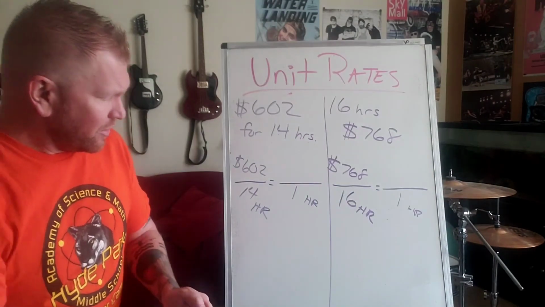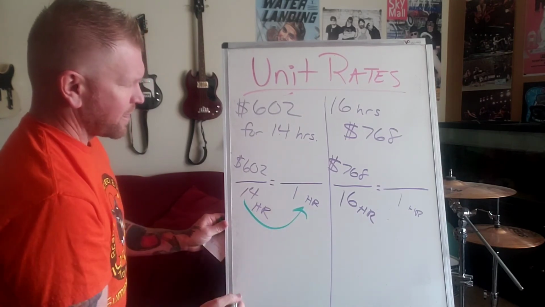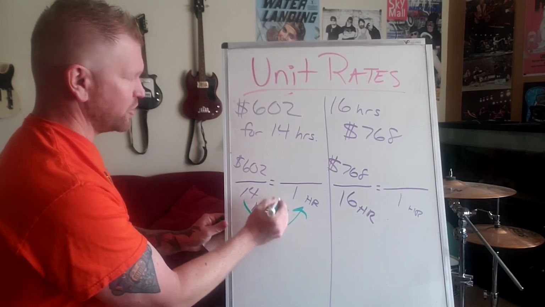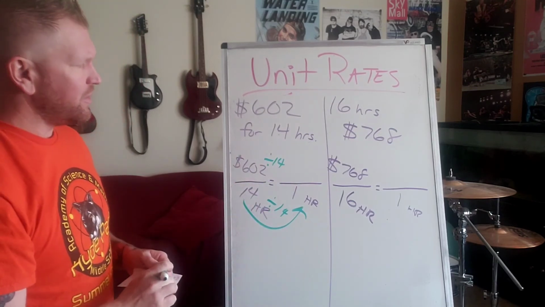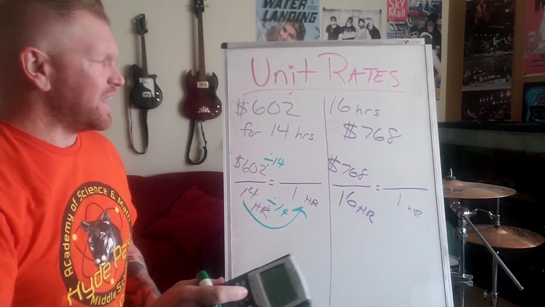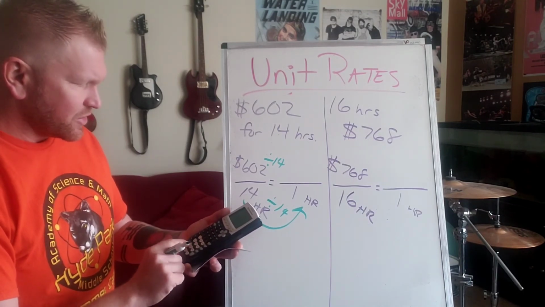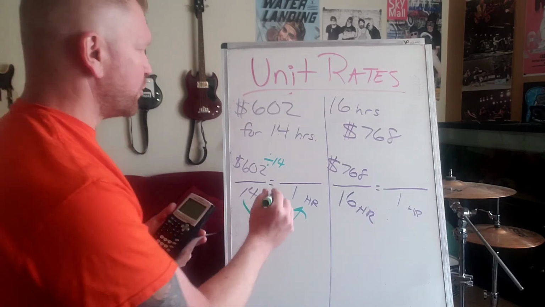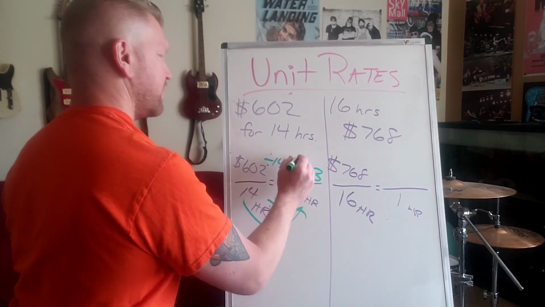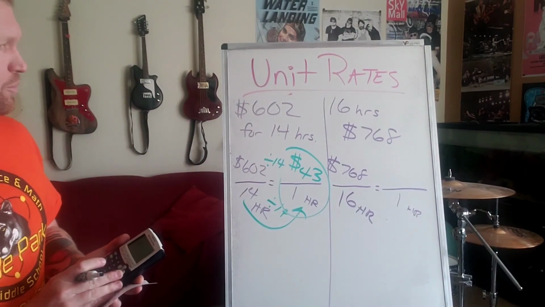All right, and what would you divide by to figure this out? You would divide by 14. If you want to do the long division on that, go ahead and do the long division. But again, I'll let you guys use a calculator. I'm just going to use a calculator to figure out this answer. 602 divided by 14, that's 43. 43 what? $43 per hour. All right, that's a pretty good pay rate.